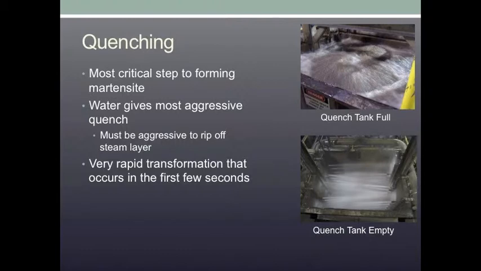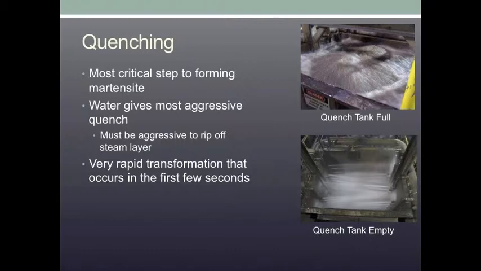When a steel at high temperature is plunged into the quench media, there is a layer of steam that is formed on the surface. This steam layer is a problem because it does not allow heat to rapidly escape from the part, causing the cooling rate to be less than desired. One way to combat this is to use high-powered jets, which will essentially rip off the steam layer, allowing the heat to escape. You can see examples of this in the two pictures on the right side of the screen.